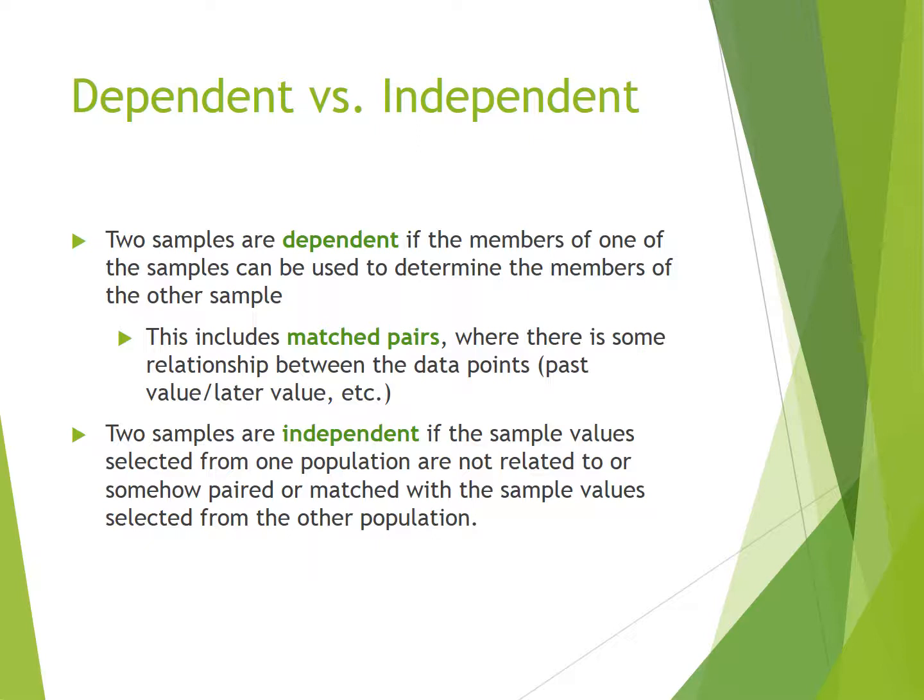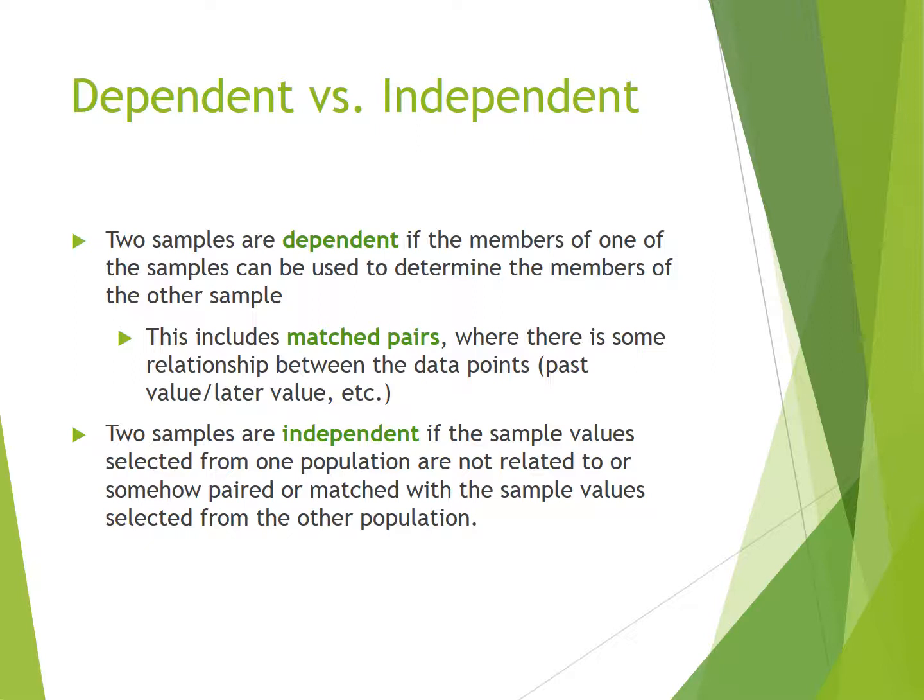Two samples are dependent if the members of one of the samples can be used to determine the members of the other sample. This includes matched pairs. For example, dependent samples might be the same person before or after a drug trial. Their cholesterol level before the drug trial would be sample 1. Their cholesterol level after the drug trial would be sample 2. But person 1 from sample 1 and person 1 from sample 2 are the same person before and after.